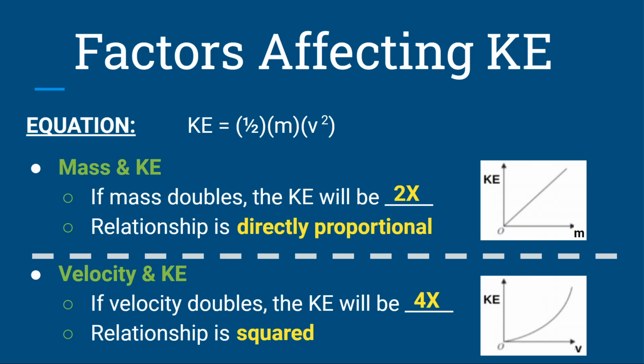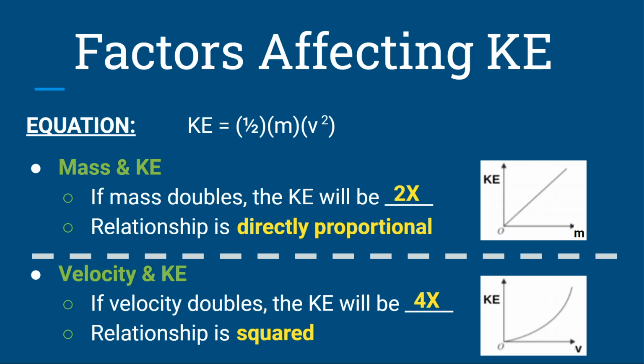All right, so looking at the equation, we can see there are two factors that affect kinetic energy because KE equals 1/2 mass times velocity squared. Both mass and velocity will affect or determine the amount of kinetic energy that an object possesses. So let's take a look at each of those relationships.